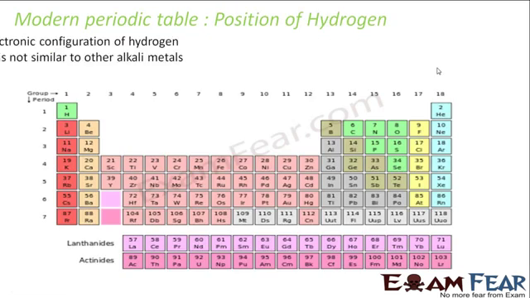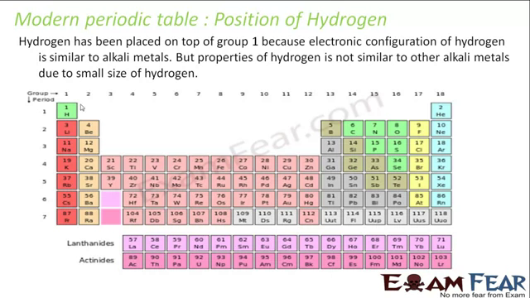Now the position of hydrogen, as I told, right? This is placed here because it has an electronic configuration similar to the alkali metals. And we know that electronic configuration is a critical thing to arrange the elements. So there is no confusion now about where hydrogen should be, right? But actually, if you see, hydrogen is a non-metal, the green ones are the non-metals, and it is placed with a metal.